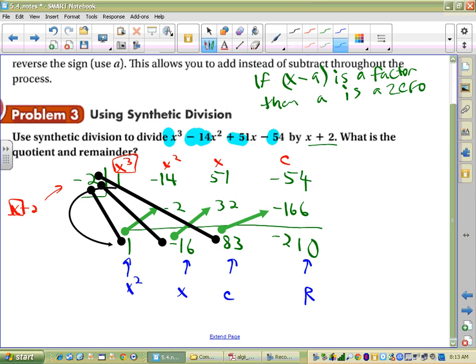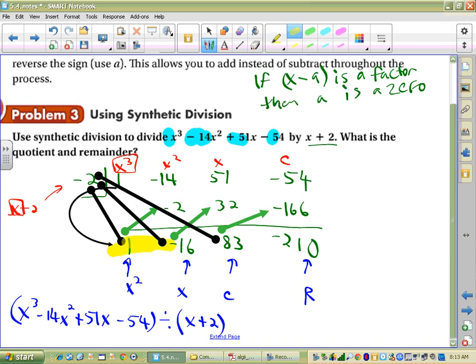So what we're saying then is our answer is this, that when we take x cubed minus 14x squared plus 51x minus 54, and we divide it by x plus 2, these are now the coefficients of my answer. I took a cubic and divided it by a linear, so my answer is 1x squared minus 16x plus 83. And again, with the remainder, we'll talk later about how to express the remainder. The remainder is that thing on the end. The remainder in this case is negative 210. Okay.